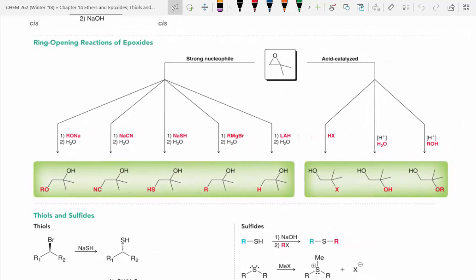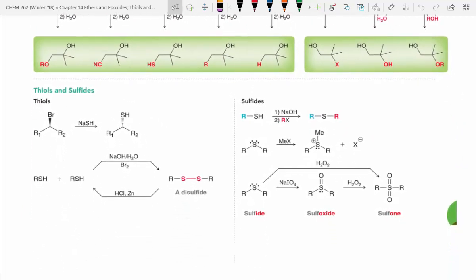So this is similar to the reaction map we previously made. And then we went over the thiols and sulfides. The thiols and sulfides, don't worry about too much. I want you guys to focus primarily on the epoxides and reactions of ethers. Make sense? All right, so I think we'll take a short break.